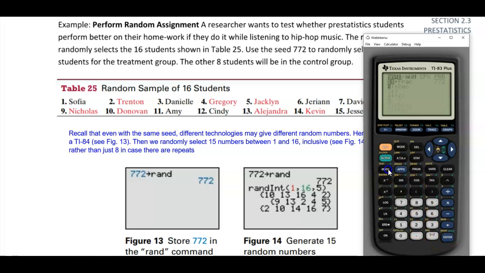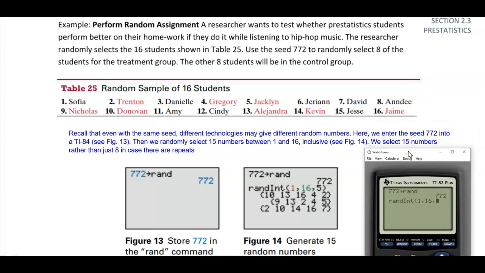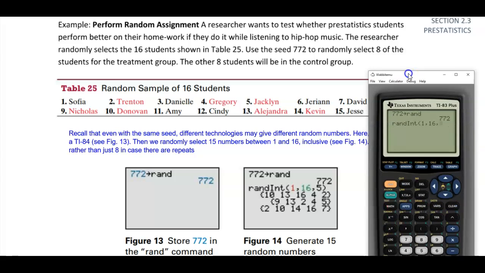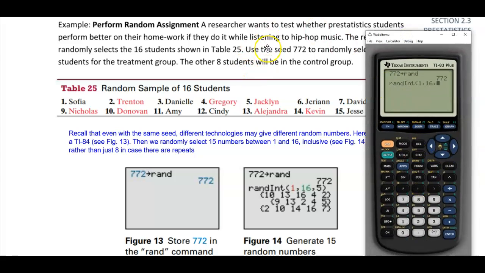The next step is to go back to math, go to our probability, and scroll all the way down to number 5. And then we're going to put in, since there are 16 students, we're going to go from 1 through 16. And then we want to select 15 numbers rather than just 8 because there could possibly be repeats, which is the reason why we want to go more than 8. So we're going to put in 15 and then hit enter.